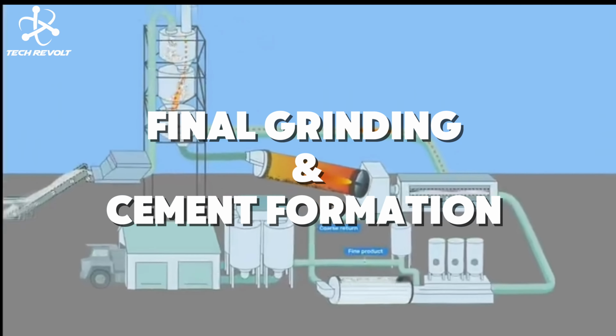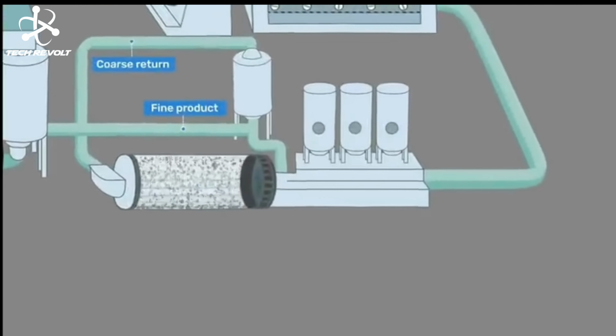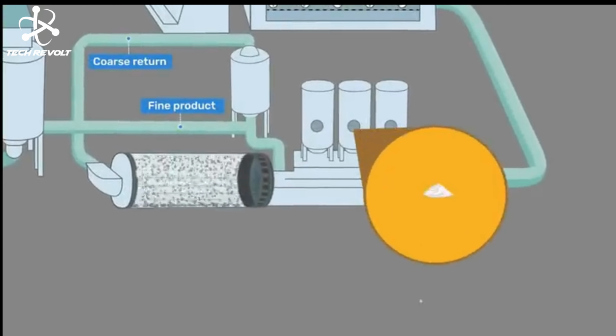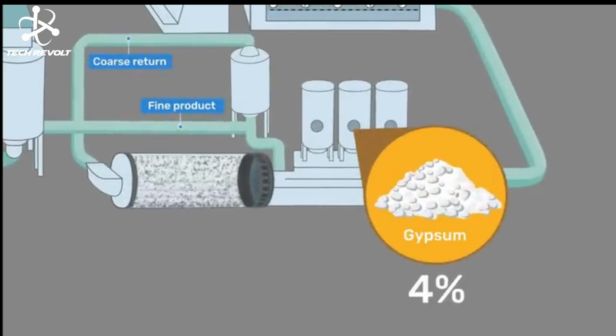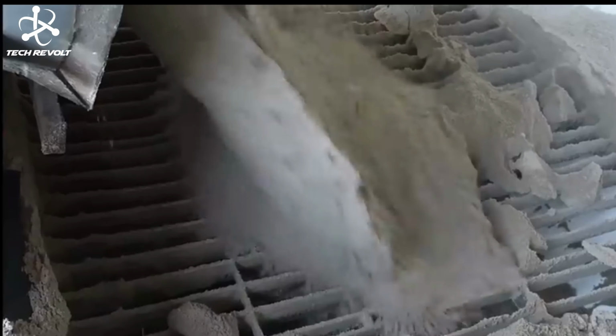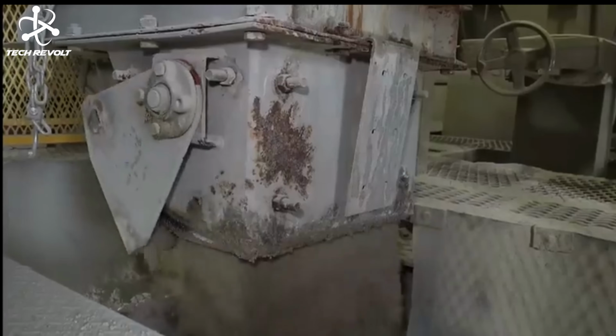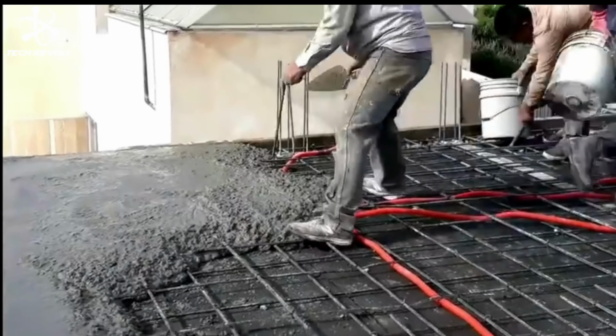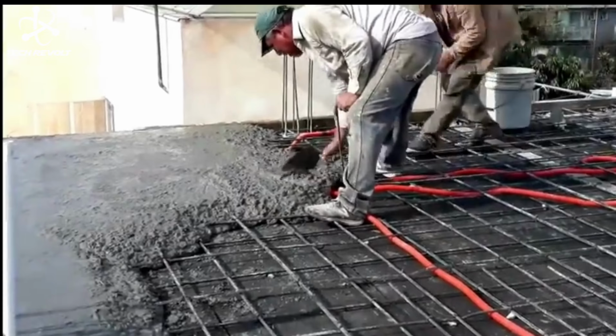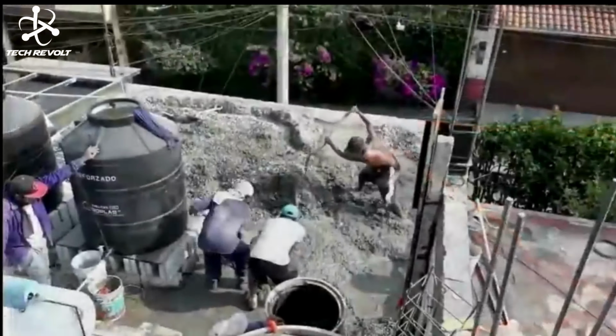Final grinding and cement formation. The cooled clinker then moves to the final grinding stage, where it's combined with gypsum and other additives in cement mills to produce the fine powder we recognize as cement. The gypsum plays a critical role in controlling the setting time of the cement. Without it, the cement would harden too quickly to be useful in construction.